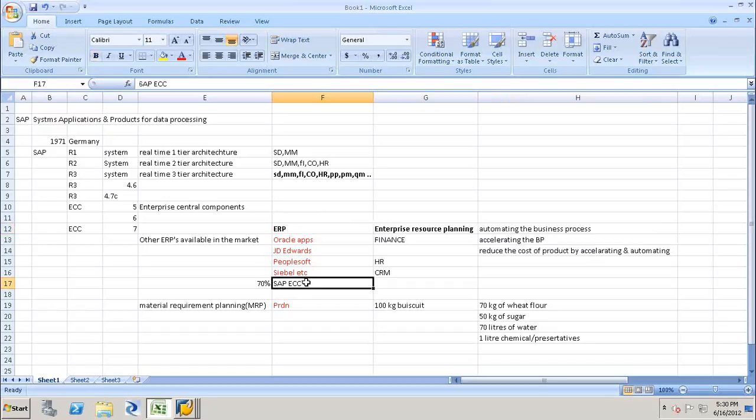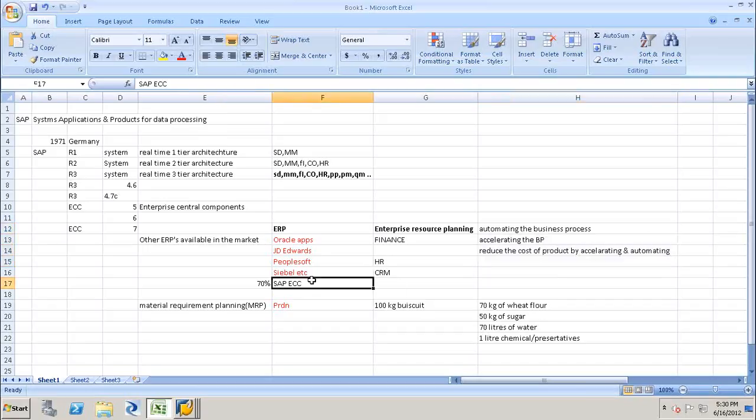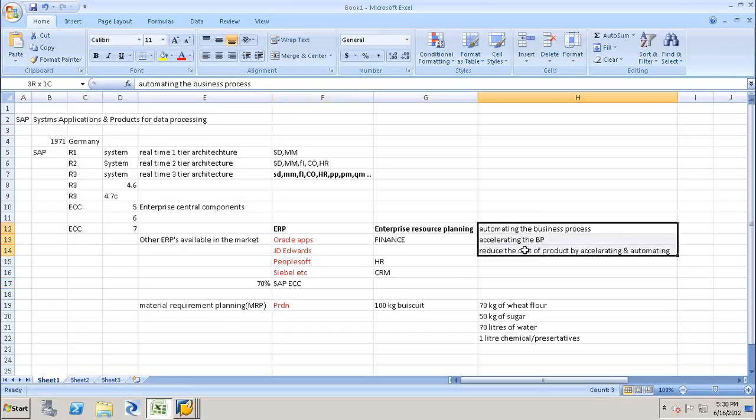If a customer is going to implement any ERP package, they are going to expect these three things from it. So if a customer is going to implement SAP ECC, they will have three questions. Is SAP ECC going to do the automation of business process? Is it going to do the integration? And also is it going to do the accelerating? Integration automatically increases the speed of the business process.